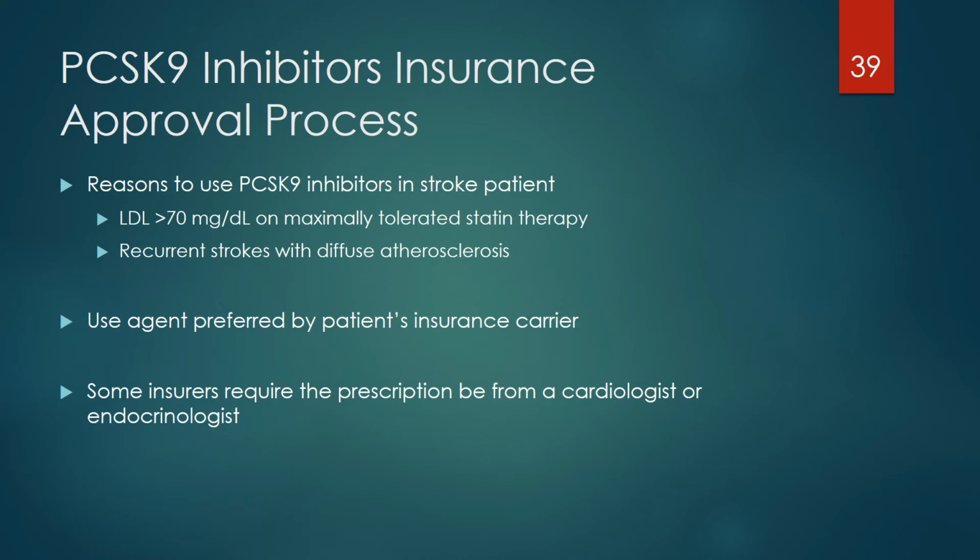So as far as the approval process, because these agents are still rather pricey, the process that we use at UHealth will be discussed. But some reasons why we use PCSK9 inhibitors in stroke patients are those who have an LDL greater than 70 while already on maximally tolerated statin therapy, or if they've had a recurrent stroke with diffuse atherosclerosis. Use the agent that's preferred by the patient's insurance carrier. That's obviously pretty straightforward. And then some insurers require the prescription to be from a cardiologist or an endocrinologist, which seems kind of silly.